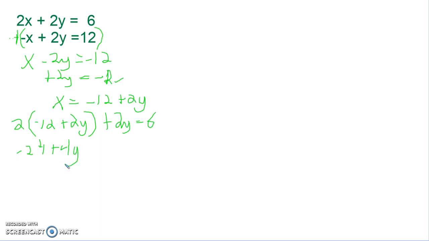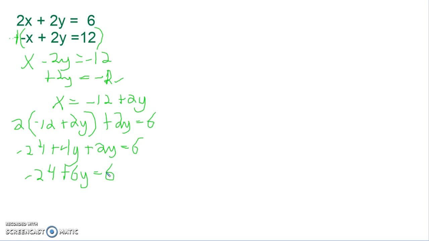So we have negative 24 plus 4y plus 2y is equal to 6. So we're going to add like terms. We have a 4y and a 2y. That's going to give us 6y, so we have negative 24 plus 6y is equal to negative 6. And so now we're going to move on to using SADMEP to solve for our variable, which is y.